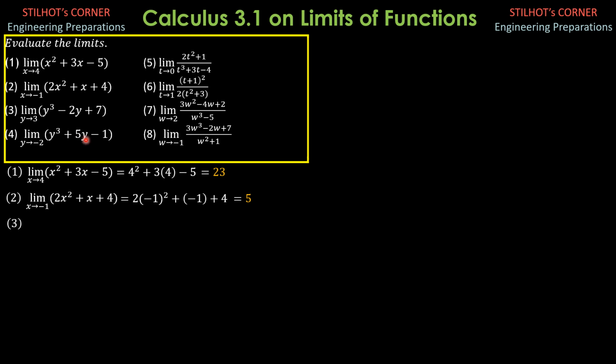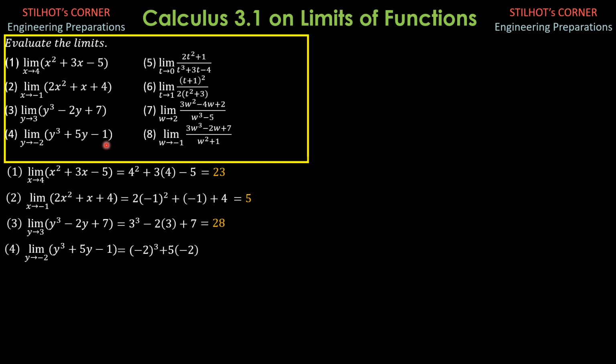Then number 3, limit of quantity y cubed minus 2y plus 7 as y approaches 3. So this is just 3 cubed minus 2 times 3 plus 7. 3 cubed is 27 minus 2 times 3 is 6. So 21 plus 7, 28. Number 4, limit of quantity y cubed plus 5y minus 1 as y approaches negative 2. So this is just negative 2 quantity cubed plus 5 times negative 2 minus 1. So negative 2 cubed is negative 8 plus 5 times negative 2, negative 18 minus 1, negative 19.